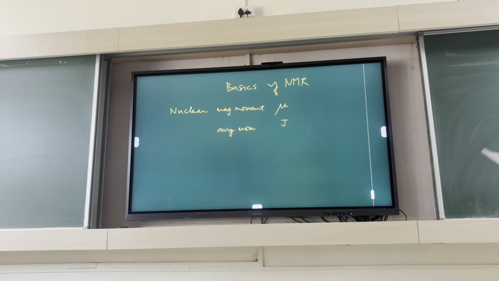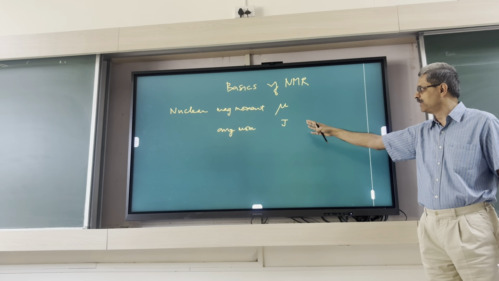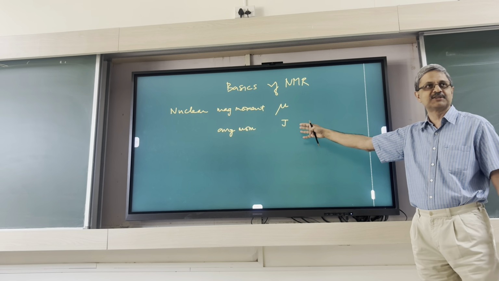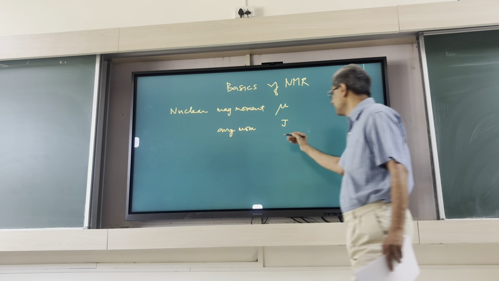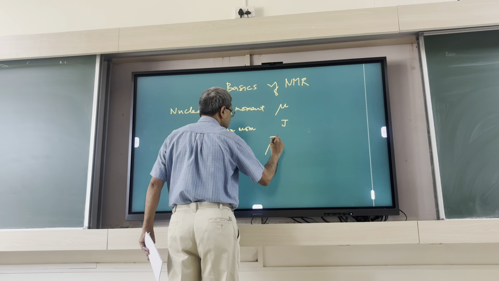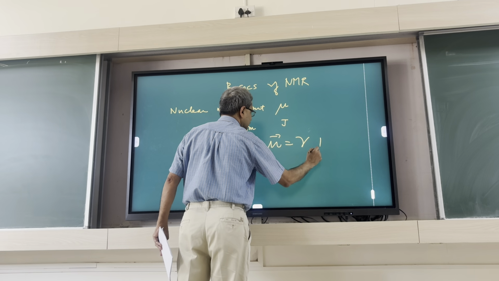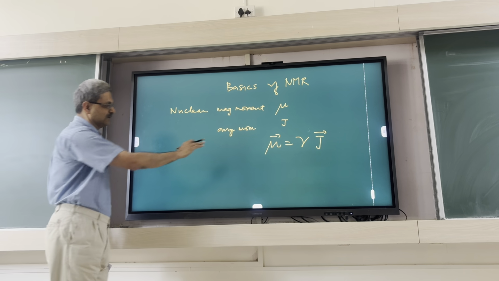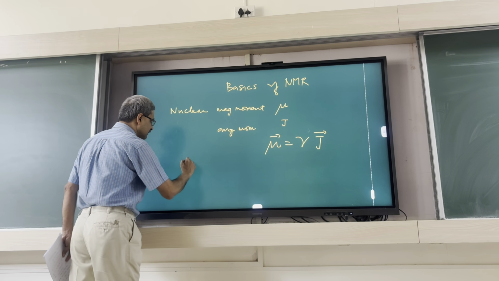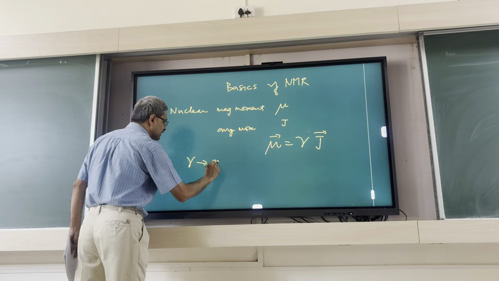In general, need not be nuclei. In general, if you have a magnetic moment and then there's also an associated angular momentum, spin angular momentum, then they are related to each other by a factor gamma, which goes by the name of a gyromagnetic ratio.